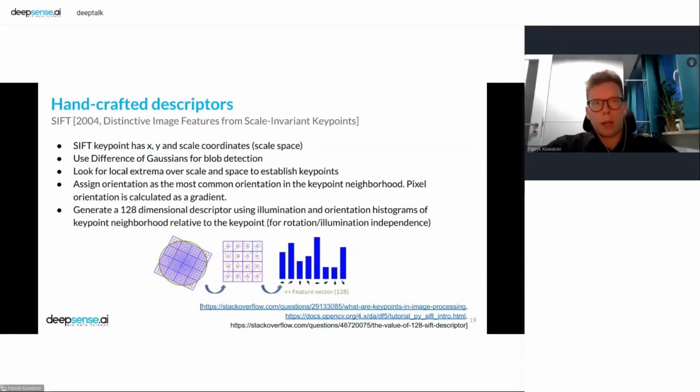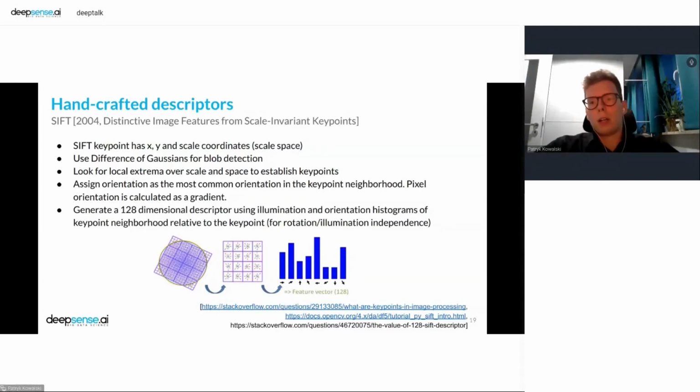And we generate a descriptor using illumination and orientation histograms of the key point neighborhood relative to the key point. So we check lots of orientations around the key point. If the key point has a big scale, then we look at a big neighborhood. If the key point has a smaller scale, we look at a smaller neighborhood. And we use a histogram of the orientations to create a distinctive descriptor.